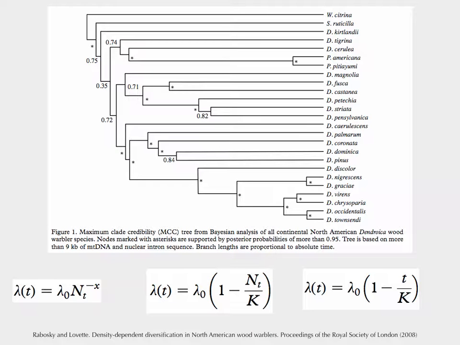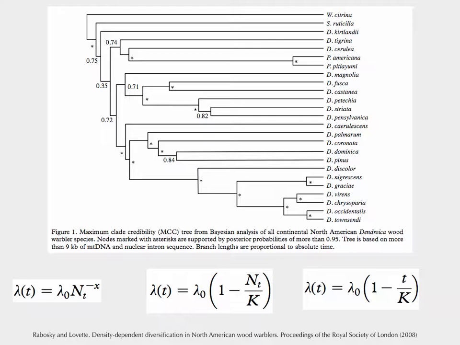And so we have different models we can use. Here are models for this net diversification rate. I can have it increasing logarithmically. I can have models where it increases and depends on time. I can have models where it is inversely proportional to the number of species.